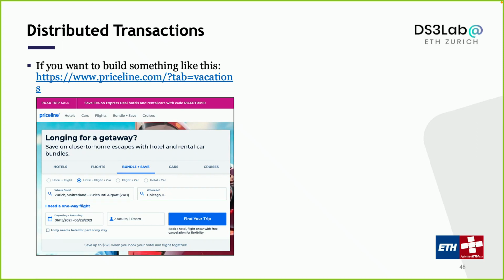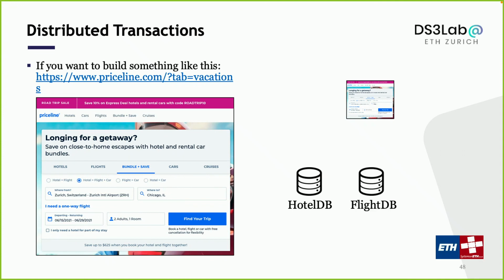Imagine you are building, for example, Priceline, this website. If you look at what functionality you can have here, you can book a hotel, you can book flights. There's also a functionality called a bundle. You can book your flight and the hotel together, then you get a cheaper price. By doing the bundle, you have some database dealing with hotel, some database dealing with flights, some database, for example, dealing with cars. There are three different databases hosted by potentially different companies.